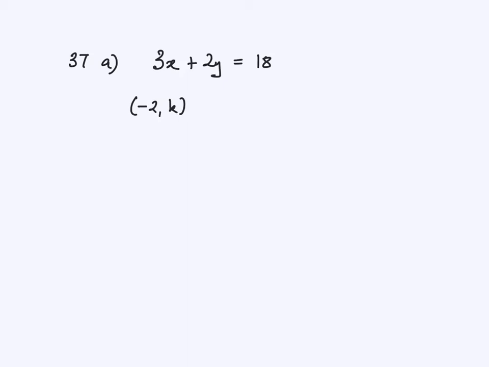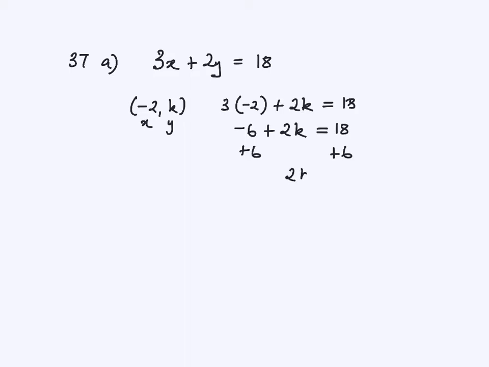Question 37a, 3x plus 2y equals 18. We have the point minus 2, k. Now minus 2 is the x coordinate and k is the y coordinate, so why don't we substitute these values in? 3 times minus 2 plus 2 times k equals 18. Minus 6 plus 2k equals 18. We'll add 6 to both sides. 2k equals 24, and if we divide by 2, k equals 12.